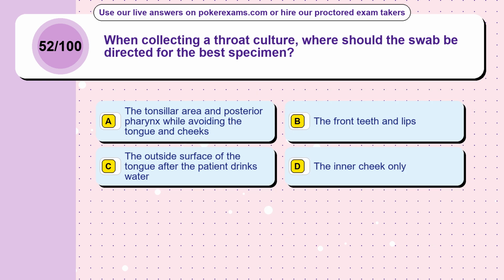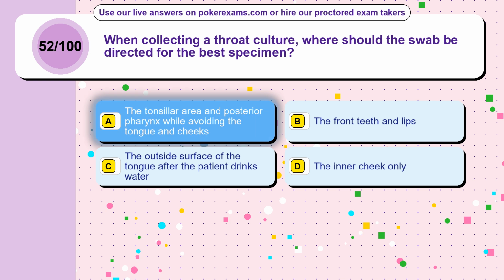Question 52. When collecting a throat culture, where should the swab be directed for the best specimen? Option A. The tonsillar area and posterior pharynx while avoiding the tongue and cheeks. Option B. The front teeth and lips. Option C. The outside surface of the tongue after the patient drinks water. Option D. The inner cheek only. The correct answer is option A.